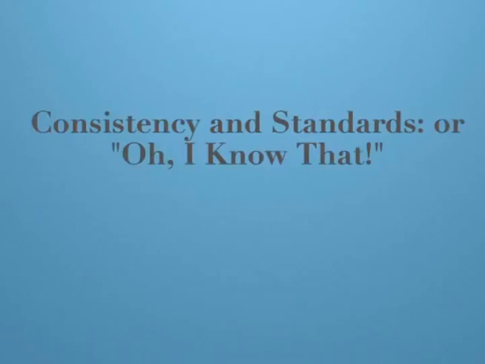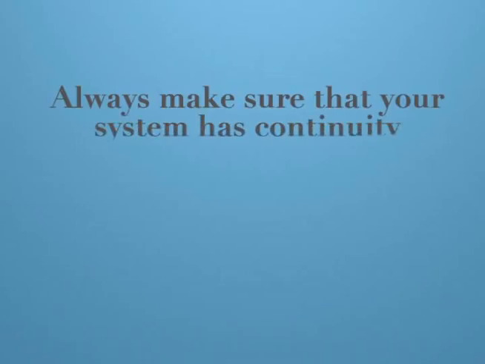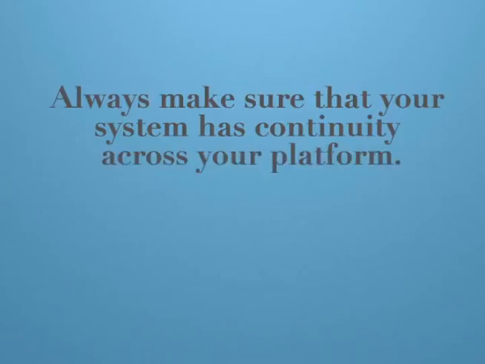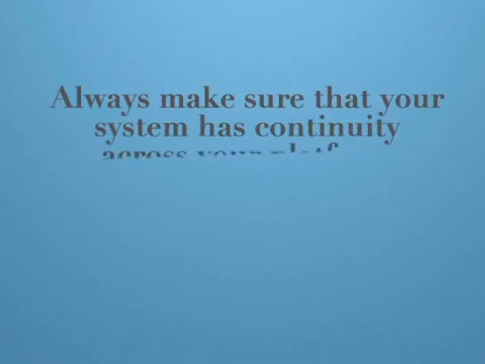Consistency and standards, or I know that. This principle states that users should not have to wonder whether different words or situations mean the same thing, and that you should therefore have a convention and continuity across your entire platform. If we look at public restrooms, we know which one's for men and which one's for women, because the symbols are a convention. Always make sure that your system has continuity and convention across your platform.